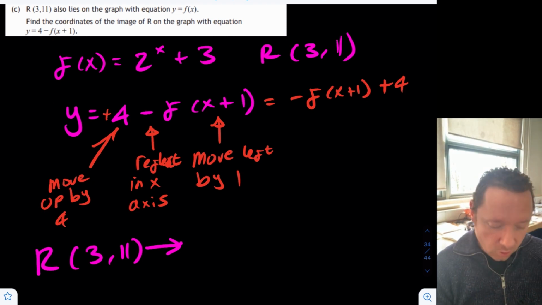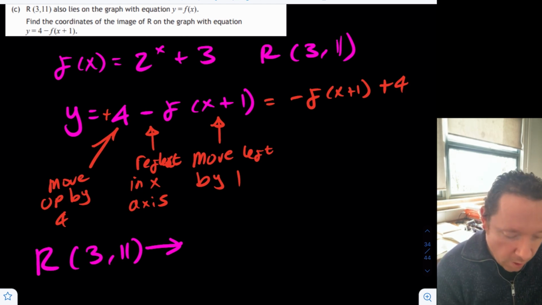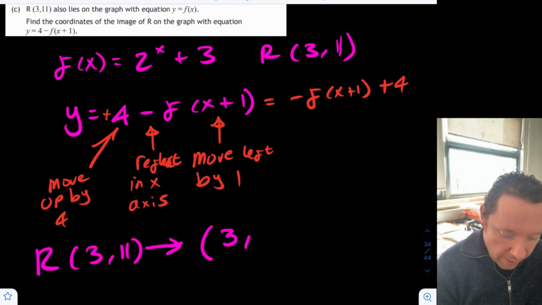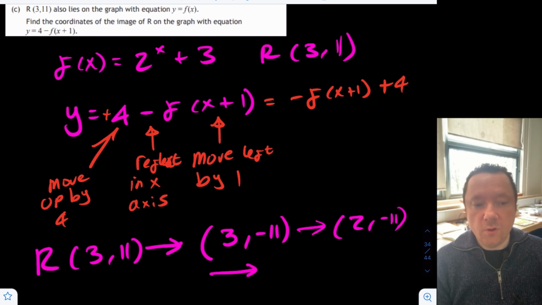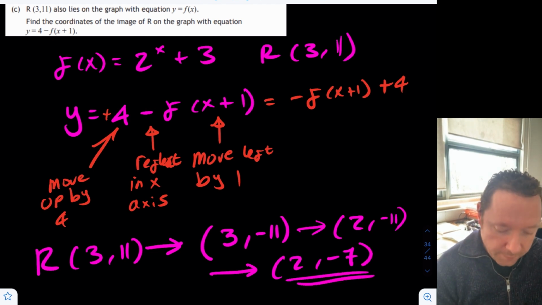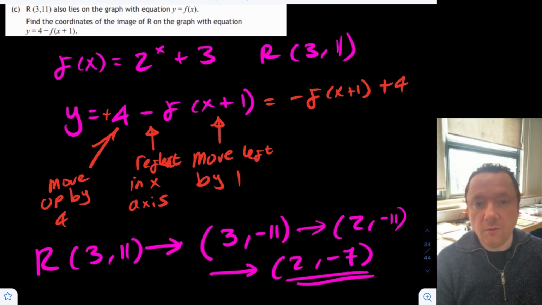Doing the things in the correct order, we apply our reflection, and then we move left, and then we move up. So for our reflection, minus f of x, (3, 11) becomes (3, -11), because it drops down underneath. Then moving left by 1, 3 becomes 2, so (2, -11). And then finally, we need to move up by 4, so we get (2, -7) as our final answer. Now, if you're really struggling with that, one way to do it is to go back to the original graph and actually draw it, reflect it, move it to the left, move it up, and note that point moving around.